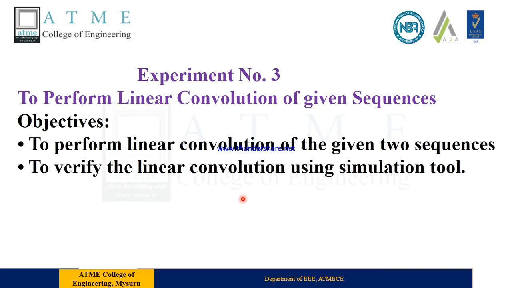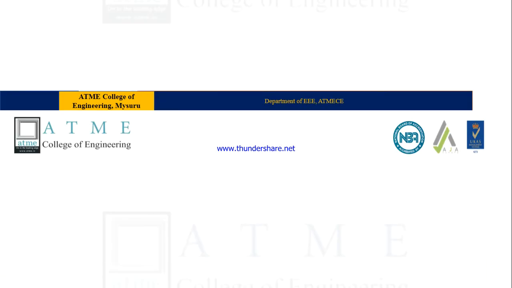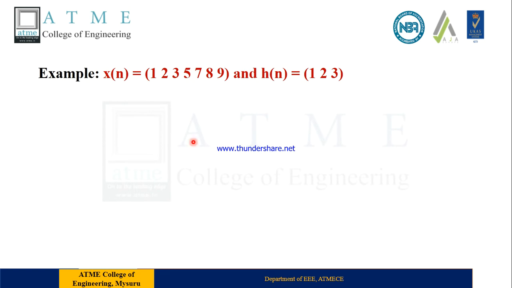The objective here is to perform linear convolution of two given sequences and to verify the linear convolution using simulation software, that is Octave. Here we are using 5.1 as the version. I have taken a sample example where the input sequence x of n is 1, 2, 3, 5, 7, 8, 9 and h of n is 1, 2, 3.